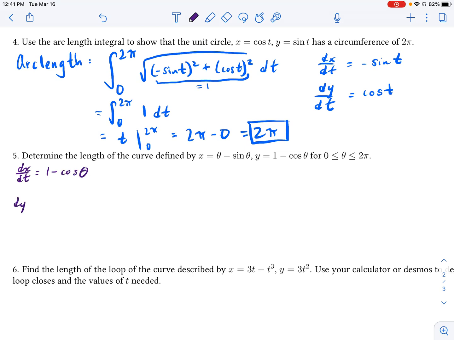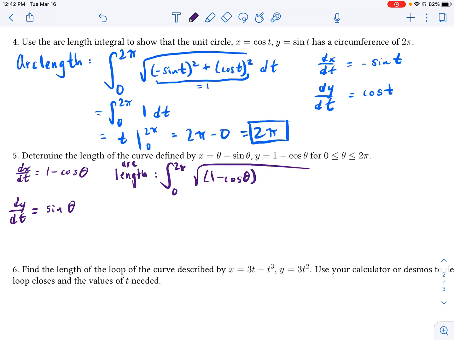And dy/dt is going to be, let's see, what do we have there? That's just sine theta. So our length, pause the video right now and see if you can set it up on your own before I write it out. It's the integral from 0 to 2 pi. We have dx/dt, so (1 minus cosine theta) squared plus sine squared theta, d theta. This time our parameter is theta, okay?